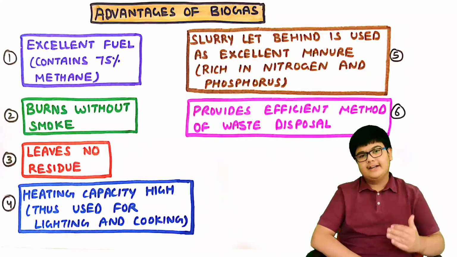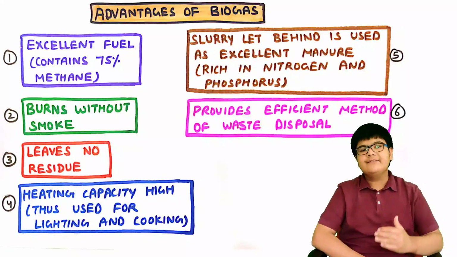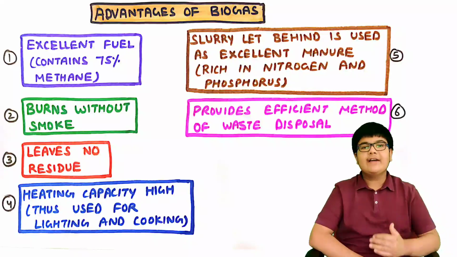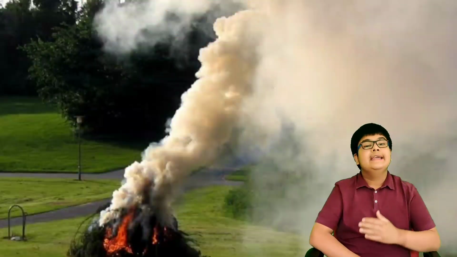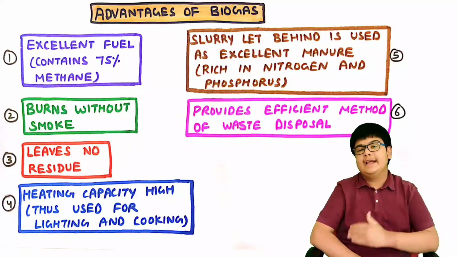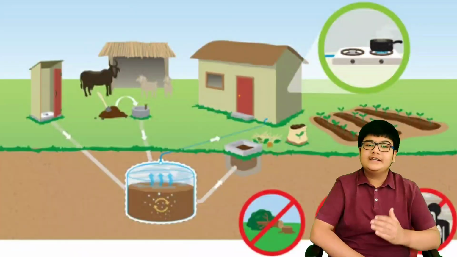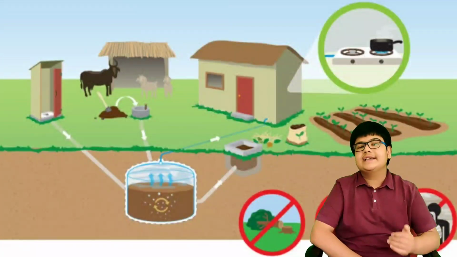Now let us see the advantages of biogas. Biogas is an excellent fuel and it contains 75% methane. It burns without smoke. It leaves no residue behind. It has a very high heating capacity. Therefore, it is used for lighting and cooking.